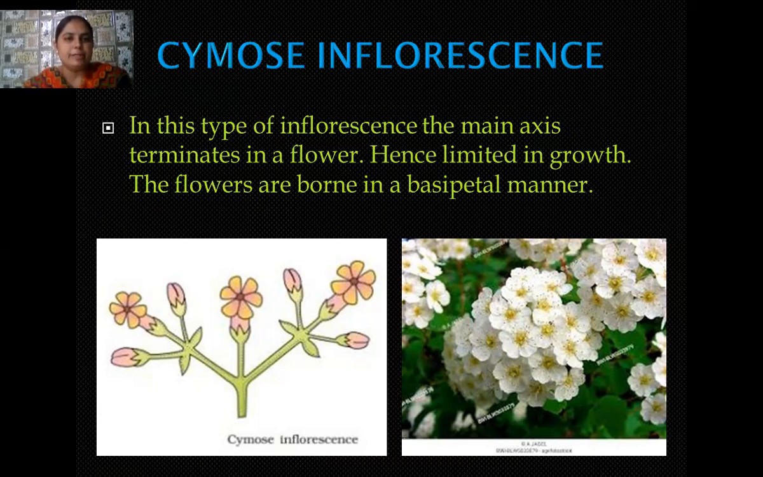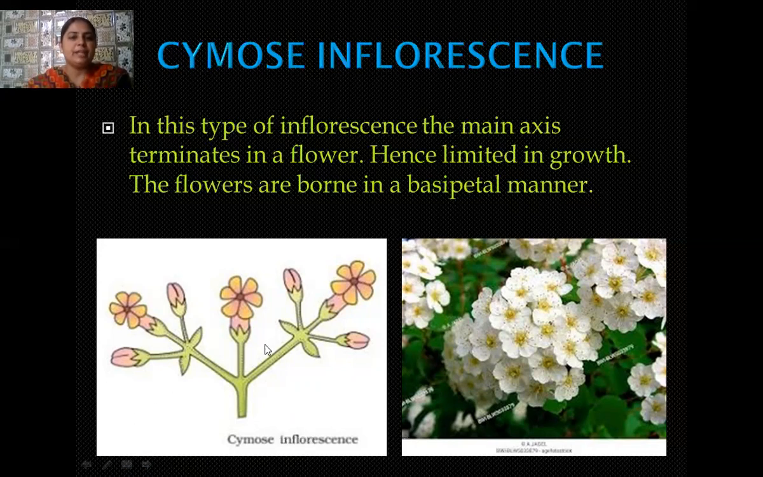In this type of inflorescence, the growth of the main axis does not continue, whereas it terminates whenever a flower is born on that axis. So when the flower appears, the growth of the main axis stops. Hence, there is limited growth, and these flowers are born in a basipetal manner. That means the flower is first born at the base of the branch, and then later on it proceeds towards the tip of the branch. This means the flower which is present at the base position is the oldest one, and the flower which is present at the top position is the youngest.